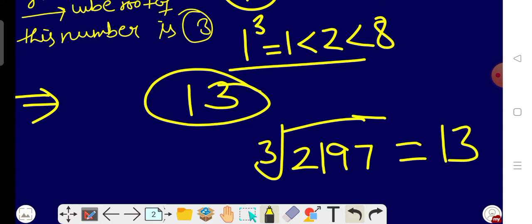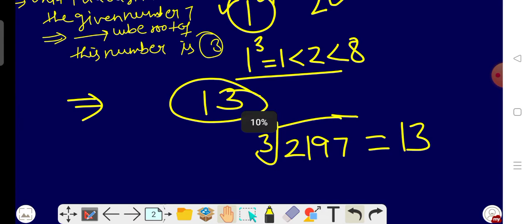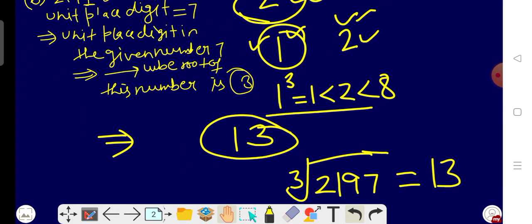So this is the solution of B part of your question 4. I hope you will get it. This is the way by which you will have to find the cube root of the given number. Now let us take one more example.